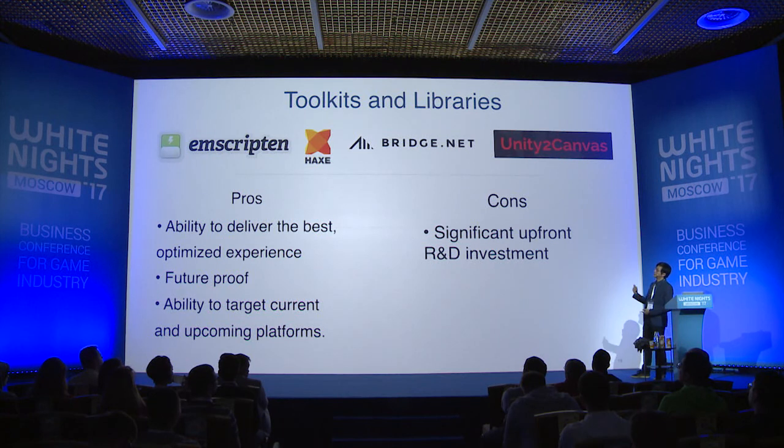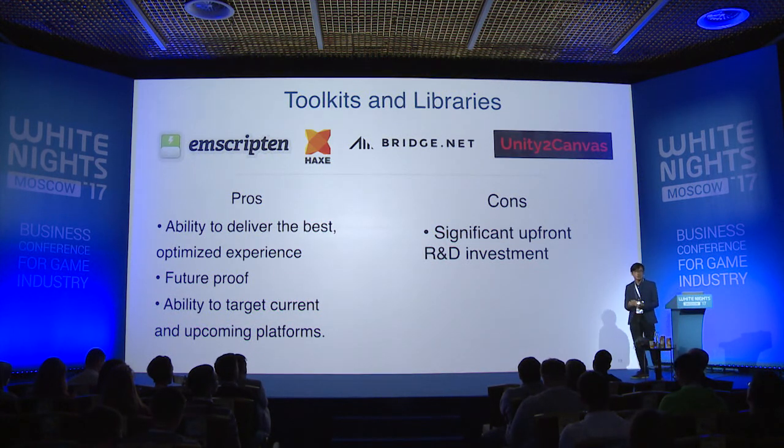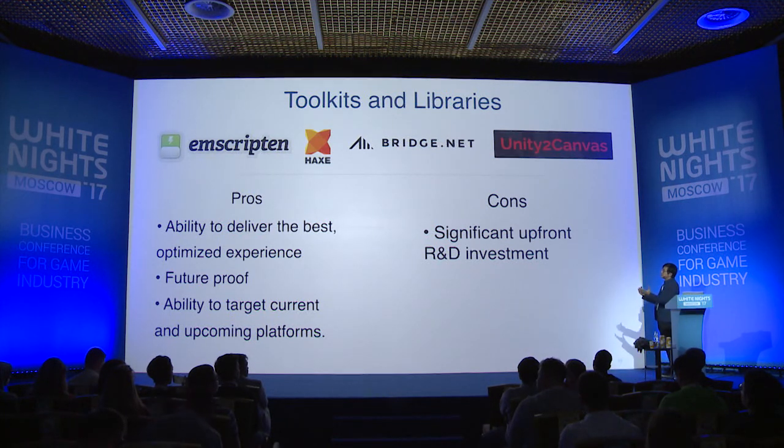You have OpenFL. This is a framework that supports the Haxe language, and it allows you to publish to the web. An example of this is Papers, Please. It's a very popular mobile game. It's also running on Steam, and it's using the OpenFL framework. There's also Bridge.NET, which performs C# conversion to JavaScript. You also have Unity to Canvas, which is an alternative to Unity WebGL. In addition to Unity WebGL, it supports Internet Explorer 9 and certain mobile web browsers. So there's a range of different toolkits here.